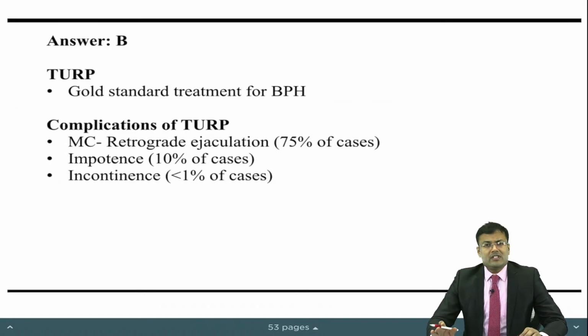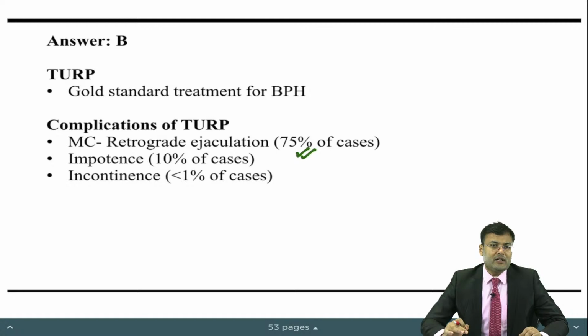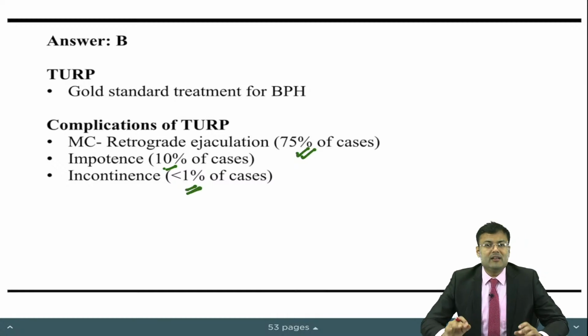So, what are the complications of TURP? TURP is the gold standard for benign prostatic hyperplasia, and the most common complication is retrograde ejaculation. Other complications are impotence, seen in 10% of cases, and incontinence, seen in less than 1% of cases. Clear? So the correct answer for the question is B, retrograde ejaculation.